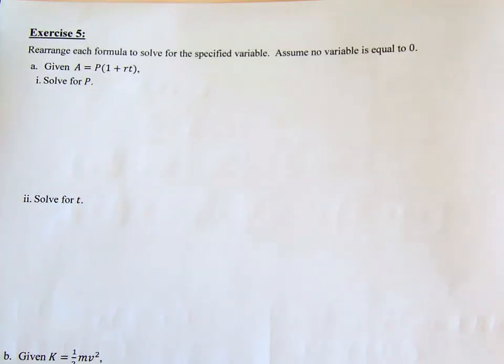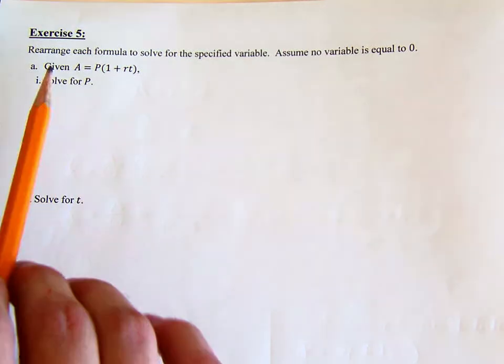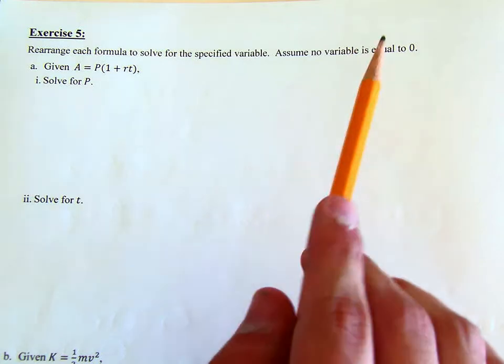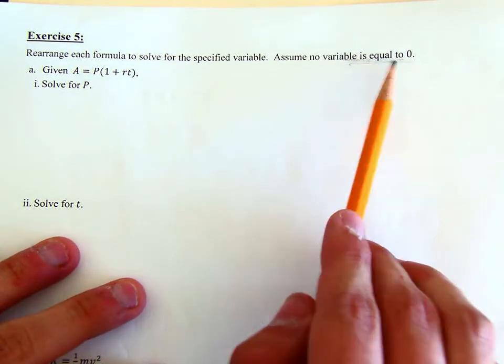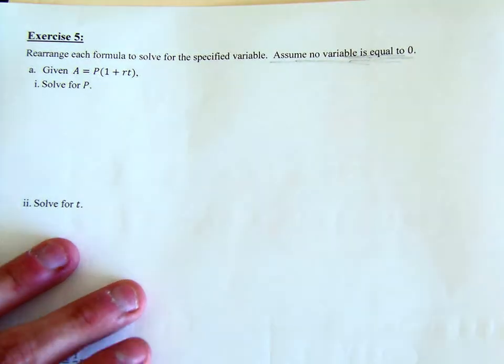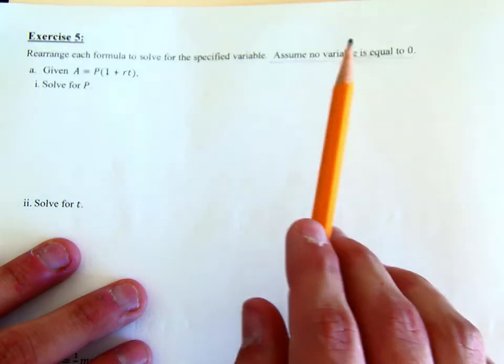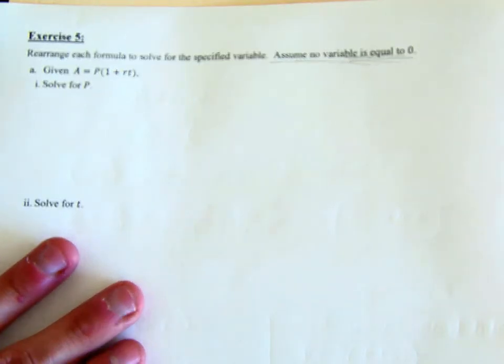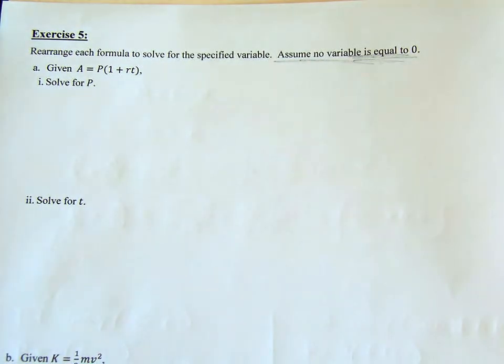So if we look at exercise 5, now they want us to rearrange each formula and solve for the specified value. And we want to assume that no variable is equal to 0. The reason they say that is because we're going to be dividing by variables, and we don't know if the variable is 0. So we're going to assume that no variable is equal to 0.